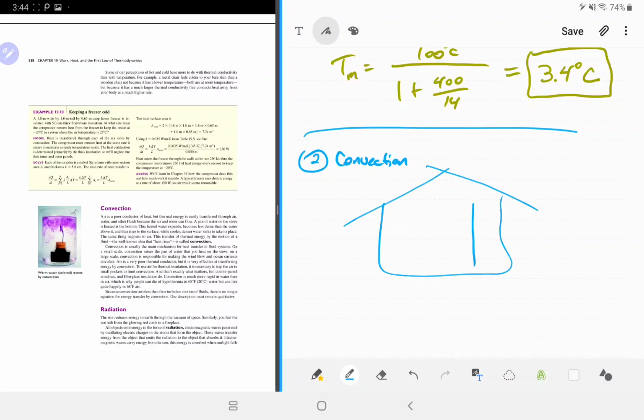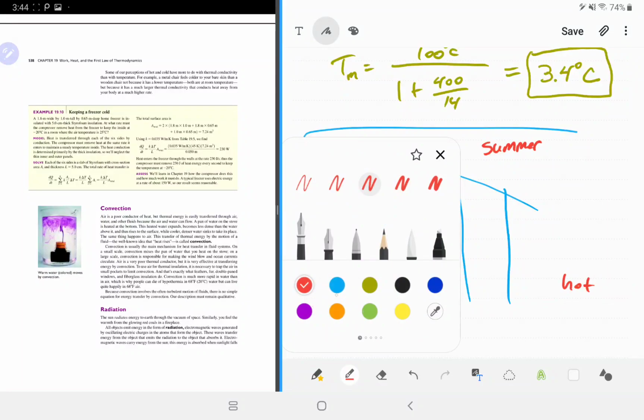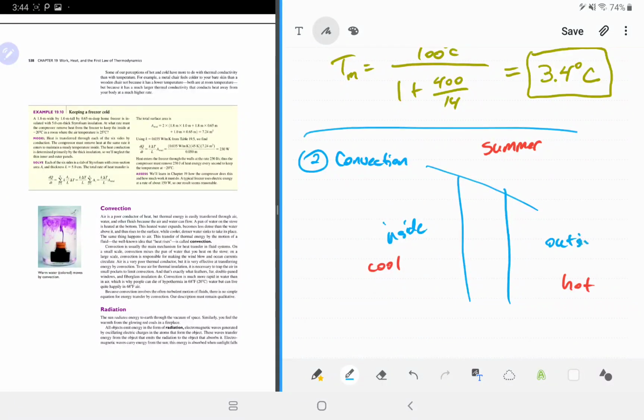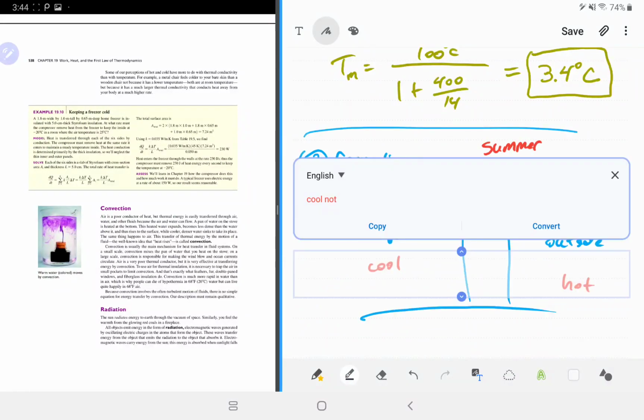Well, none of us can afford a house in San Diego, but imagine you could afford a house. And let's just say that this is the walls. So we're going to focus just on the walls of your house. So this is the inside of your house. And let's say this is in the summer, where the inside of your house is really cool, and it's hot outside. Okay, so this is the outside of your house. Okay, now the air in here.